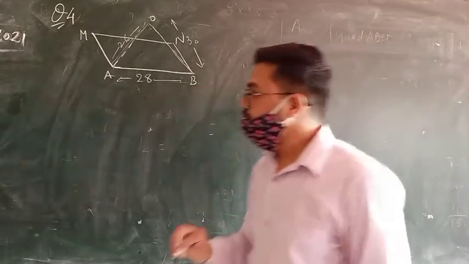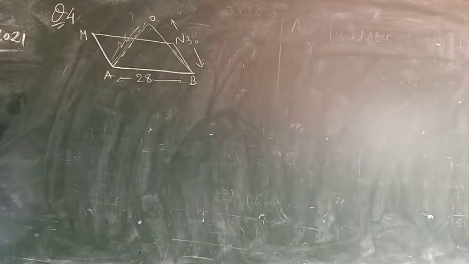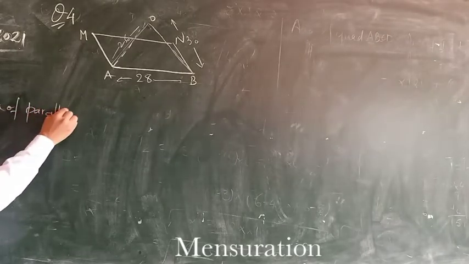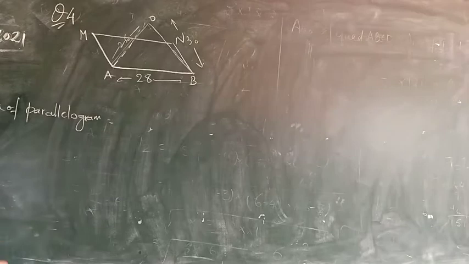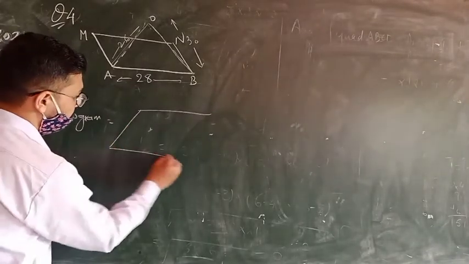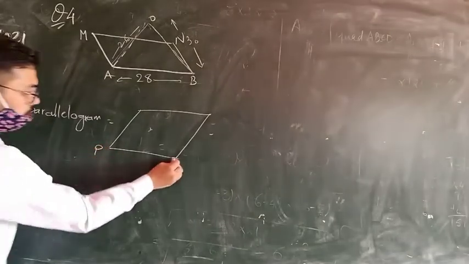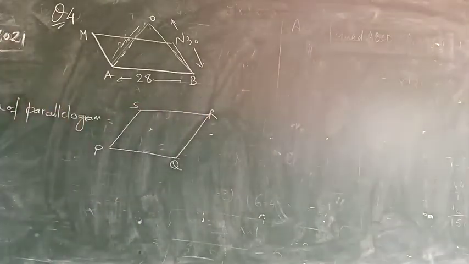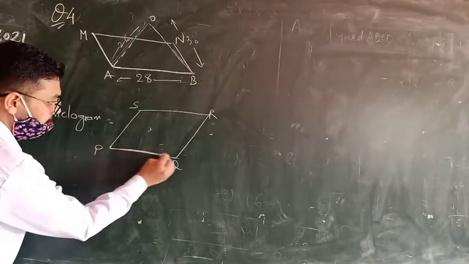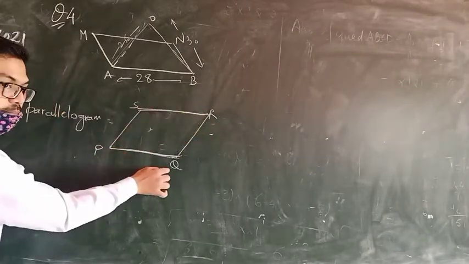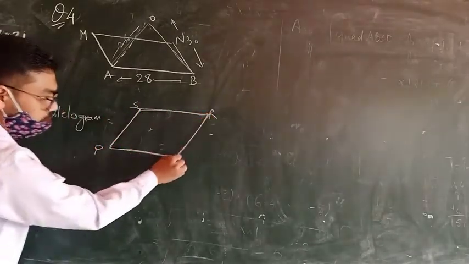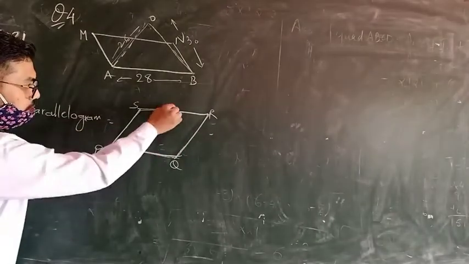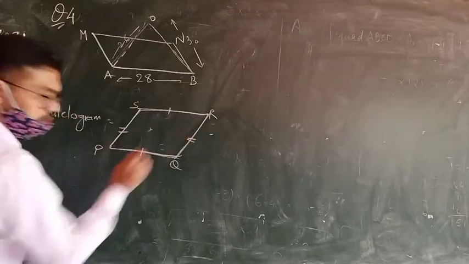For solving this question, you must have knowledge of the area of a parallelogram. What is the area of a parallelogram? Correct, base into height. So let's say you have a parallelogram like this. Let's say this is P, Q, R, S. Obviously, PQ is parallel and equal to SR. Similarly, PS is parallel and equal to QR. यही होता है बेटा parallelogram में, that this side is equal and parallel to this, and this side is equal and parallel to this.